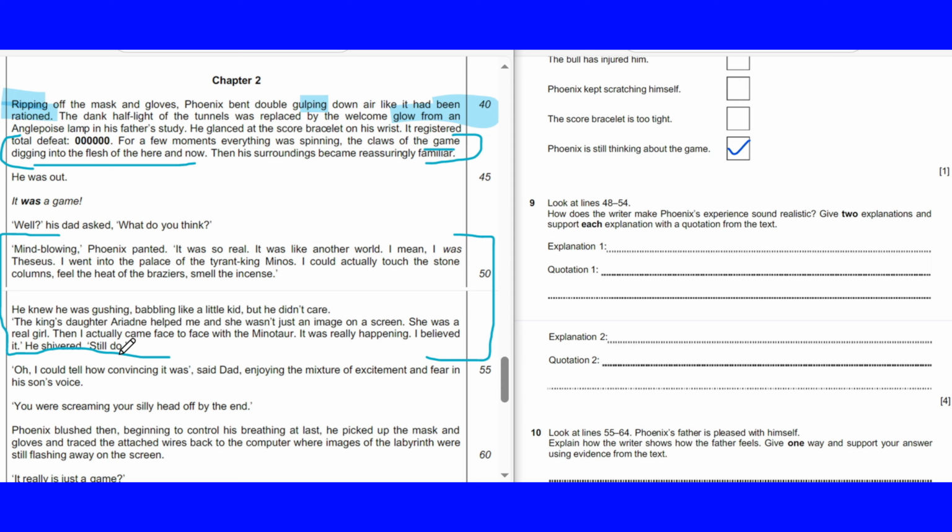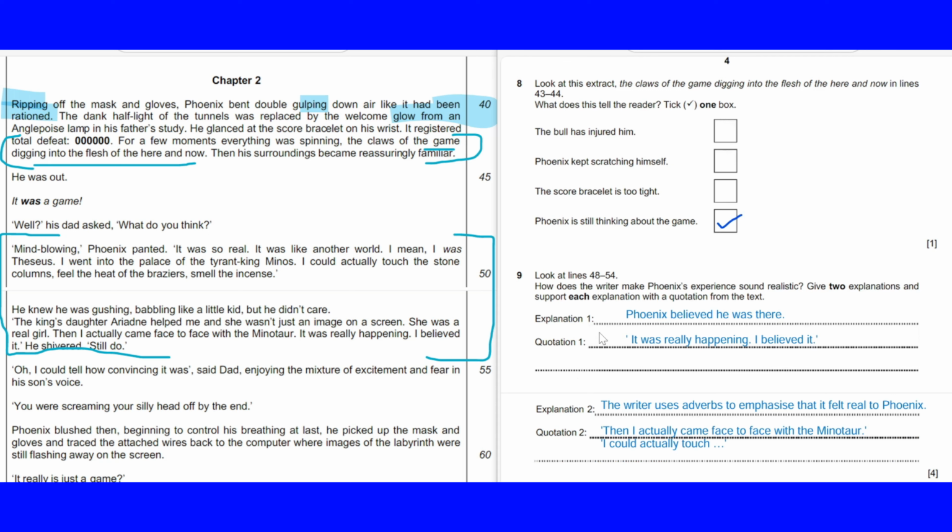Okay, so now let's check out the example of the correct answer. So explanation one: how does the writer make Phoenix's experience seem realistic? Phoenix believed he was there. Quotation one: it was really happening, I believe it. Okay, this one, it was really happening, I believe it. So that is the quotation.